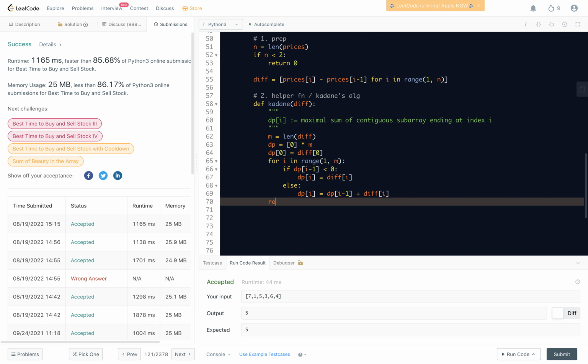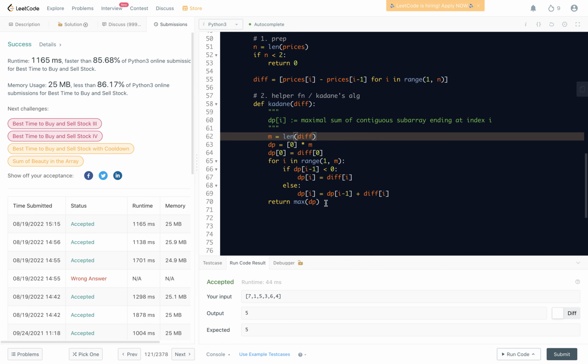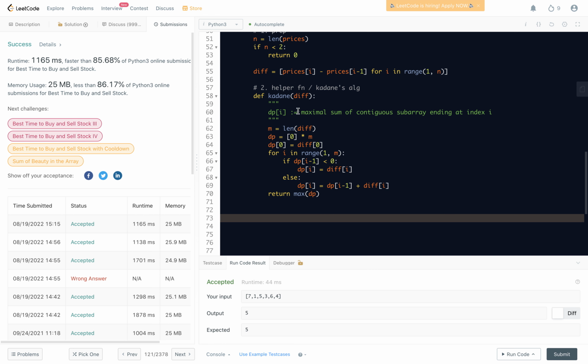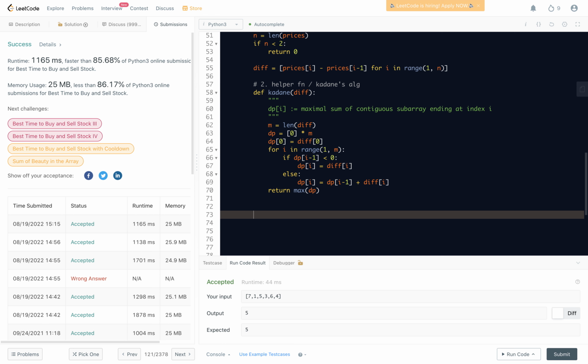So the return is nothing but the maximum of the dp. Notice that here the maximum of dp corresponds to the maximum sum of contiguous subarray. This maximum dp can be negative, right, if we have a diff array with some negative components. But in the problem here, we require the output to be non-negative. So when we use Kadane's algorithm, we just need to make sure the output will always be non-negative.